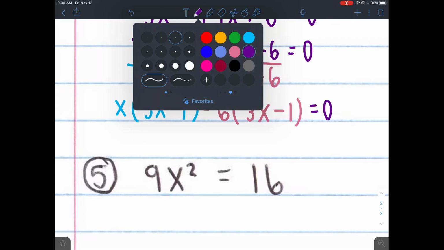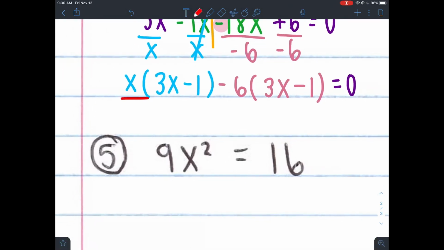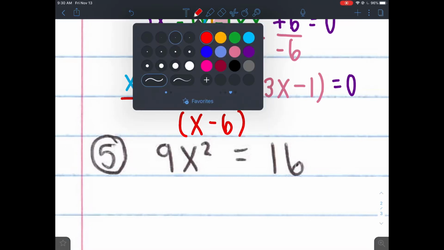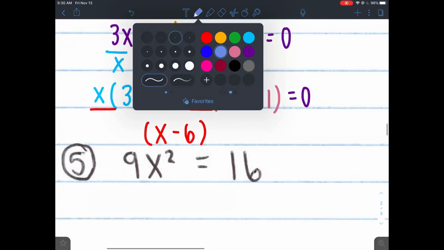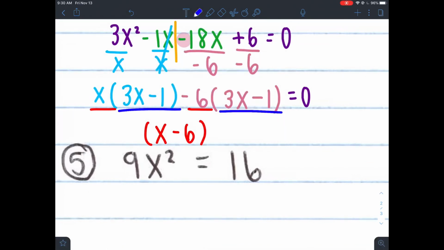So it's always important that they match each other. Okay, so our next step here is you're going to take your two GCFs and shove them into one factor. So one of our factors here is x minus 6. And then our other factor, what color have I not used? I haven't used blue. Our other factor is going to be 3x minus 1. And again, that's all equal to 0.